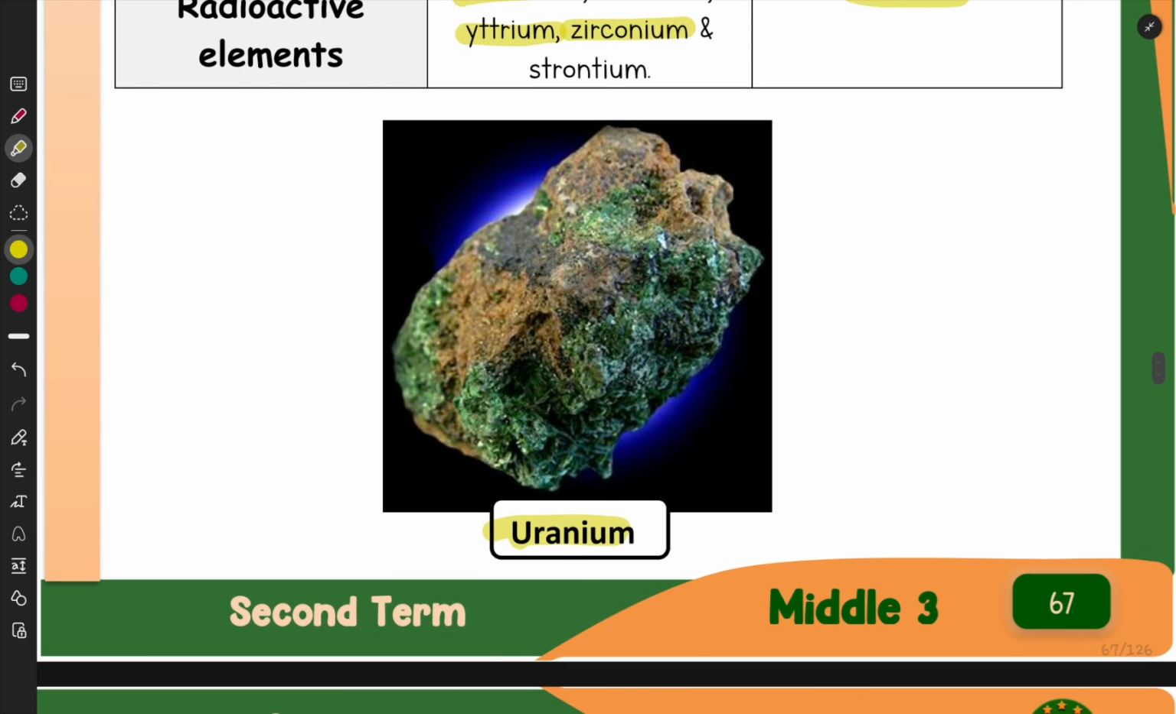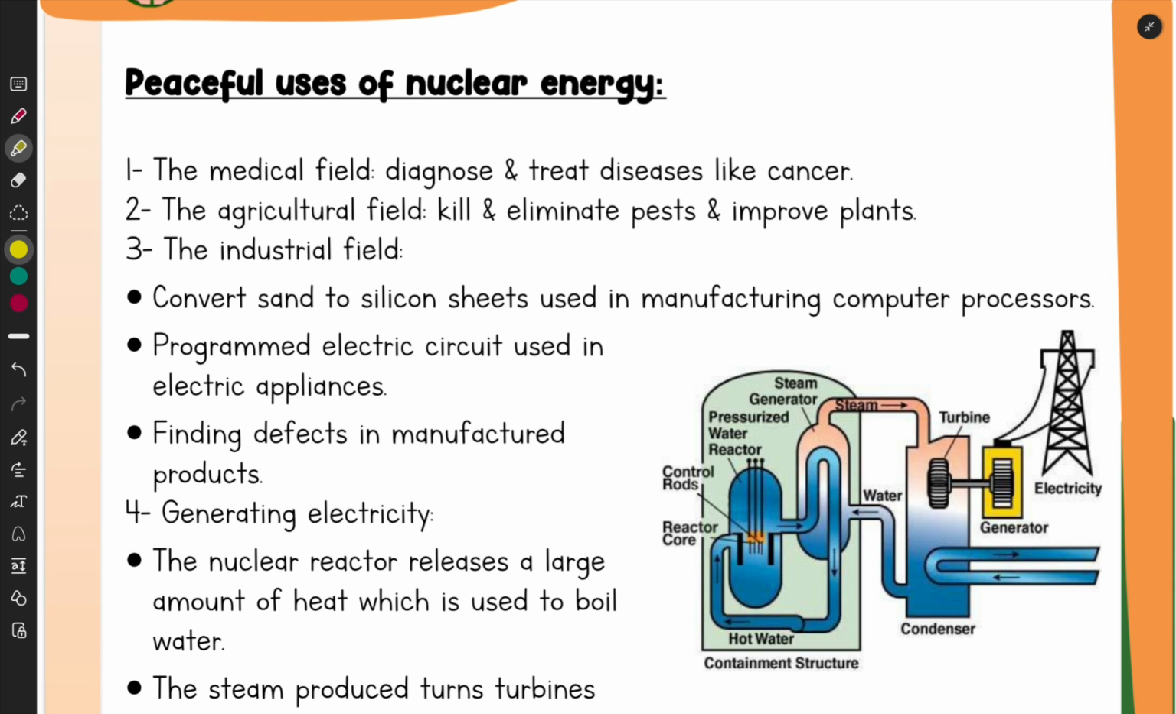And now we will discuss some uses of nuclear energy. The nuclear energy, first of all, in the medical field, in diagnosis and treatment of diseases like cancer. Number 2, in the agriculture field, like killing or eliminating pests and improving plants.